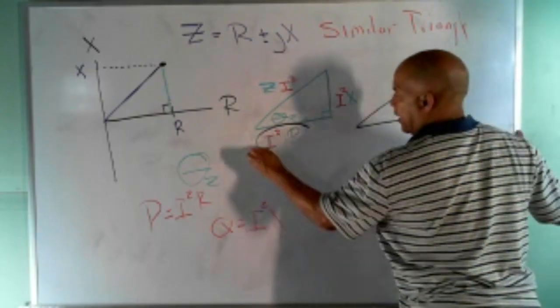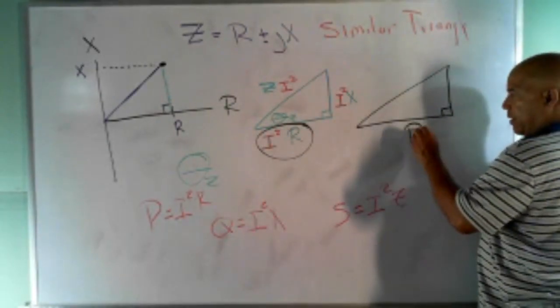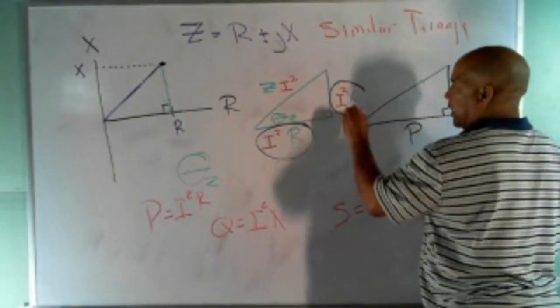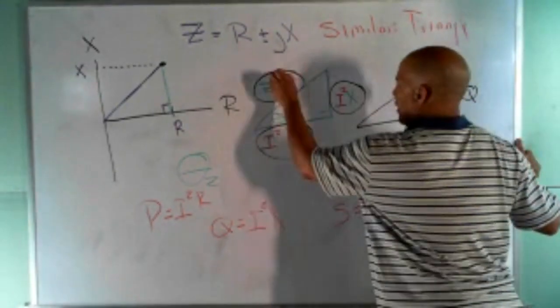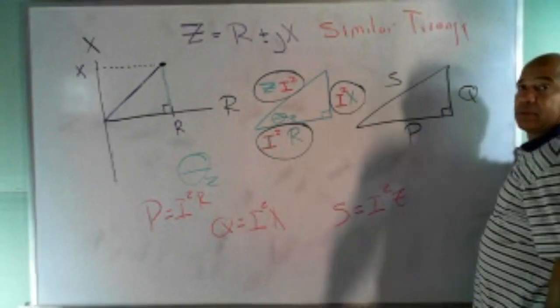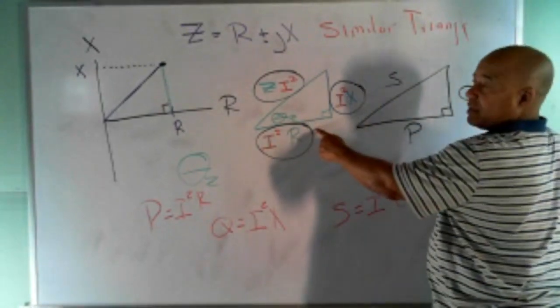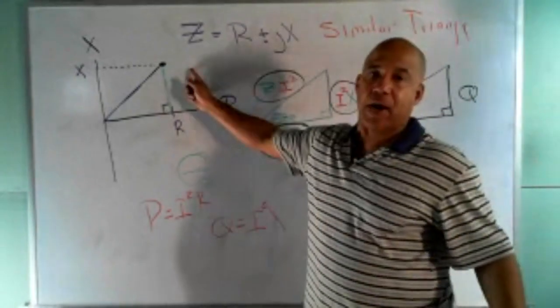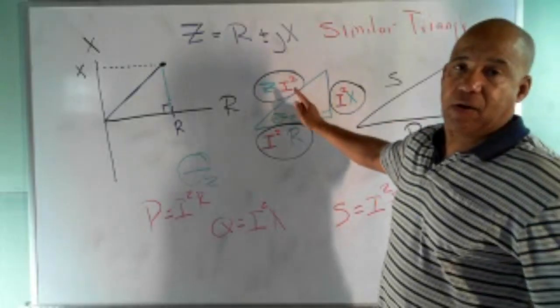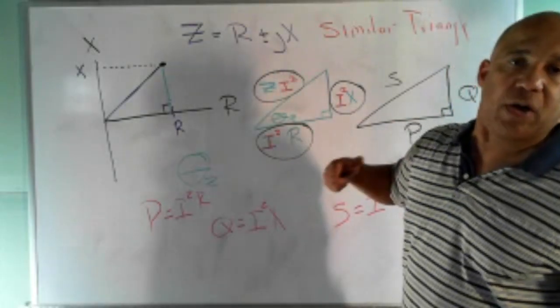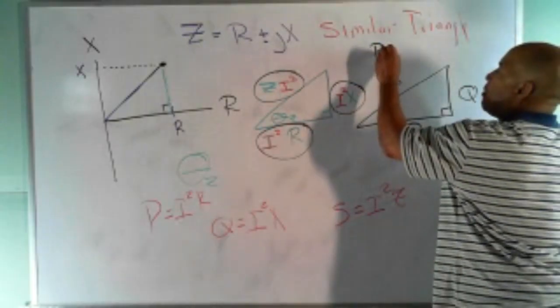This right here gives me P. This right here gives me Q. And this right here gives me S. So where this came from the impedance diagram, we call this the impedance triangle. If I take the impedance triangle and multiply all the sides by the square of the current, then I get the power triangle.